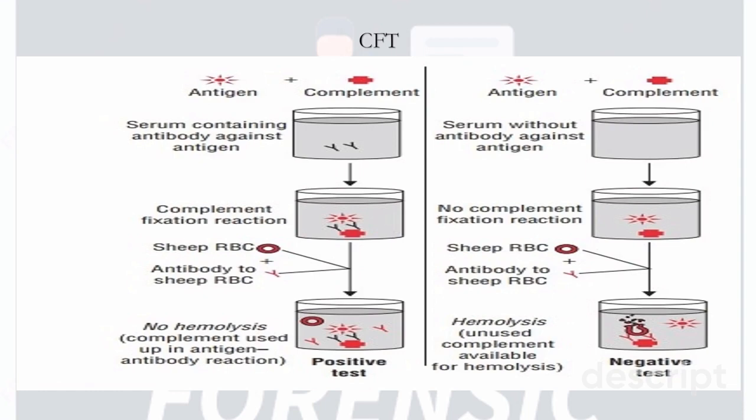Against this, in the positive test, here this is an antigen and complement, and we have added the patient serum having the antibody, and antigen antibody makes a complex with the complement. After adding the indicator system amboceptor, our RBCs don't lyse because there is no free complement, and if there is no lysis of RBCs, this shows a positive test.